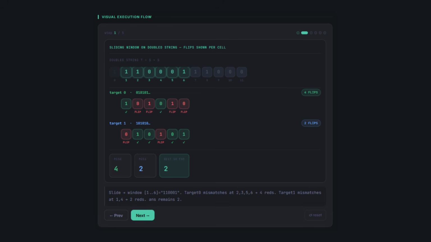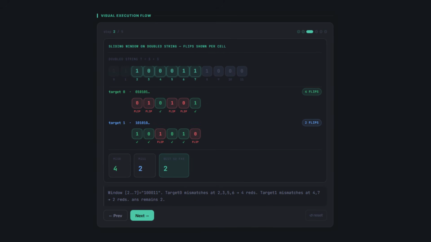The new window becomes 111000. Again, we compare it with the pattern starting with 0 and count the mismatches. That comparison gives 4 mismatches. Then we compare it with the pattern starting with 1 and get 2 mismatches. Since the minimum flips are still 2, our answer does not change. Now we slide the window again. The new window becomes 110001. Comparing with the first pattern gives 4 mismatches, and comparing with the second pattern gives 2 mismatches. So the best answer remains 2.